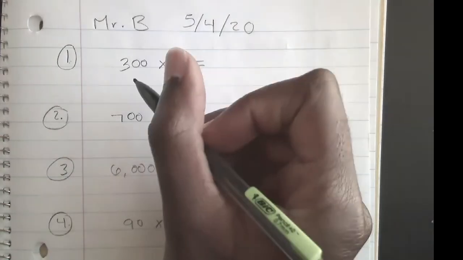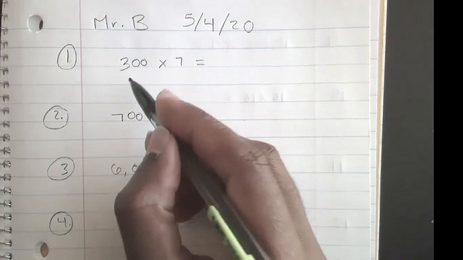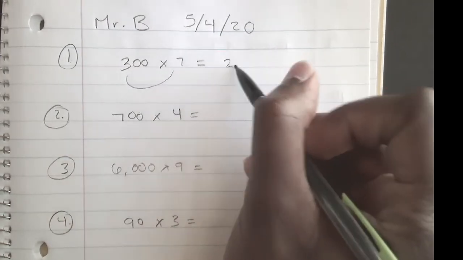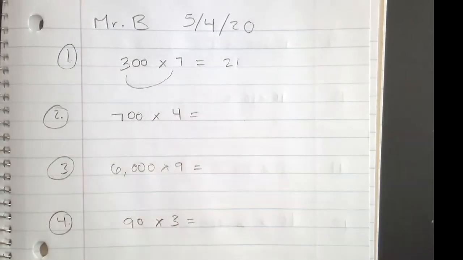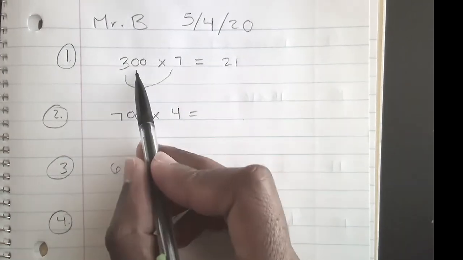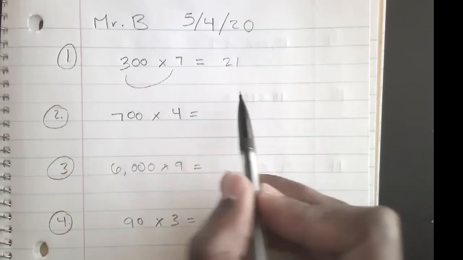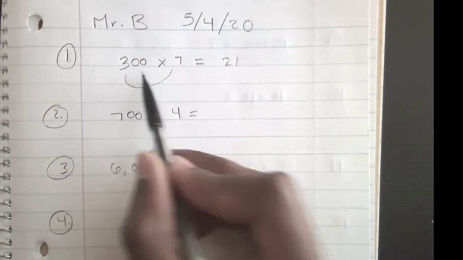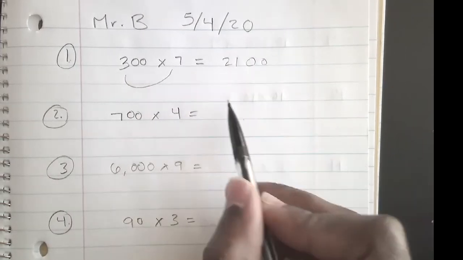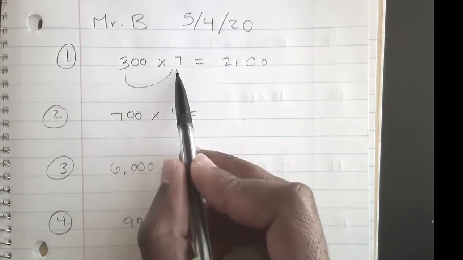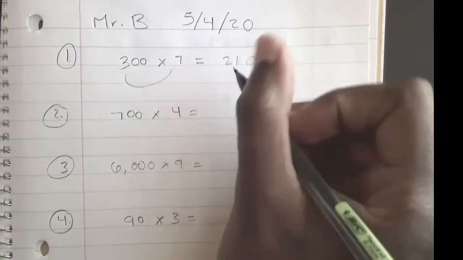So the first question that you had was 300 times 7. So we have 3 times 7, that equals 21. I write down my multiplication for those two numbers. And then I have my 2 zeros that I need to add at the very end. So we have 2 zeros in 300. So we're going to add those 2 zeros in our product. All right, 300 times 7 equals 2,100. I cannot forget my comma.